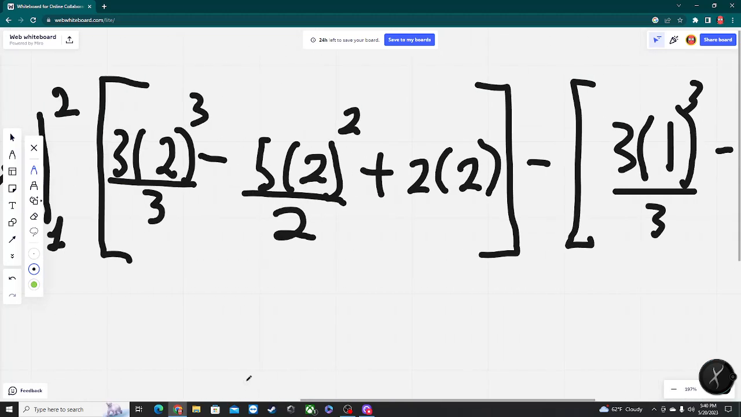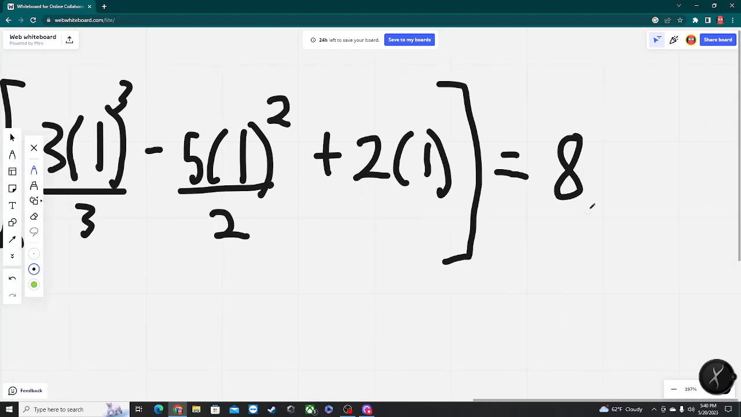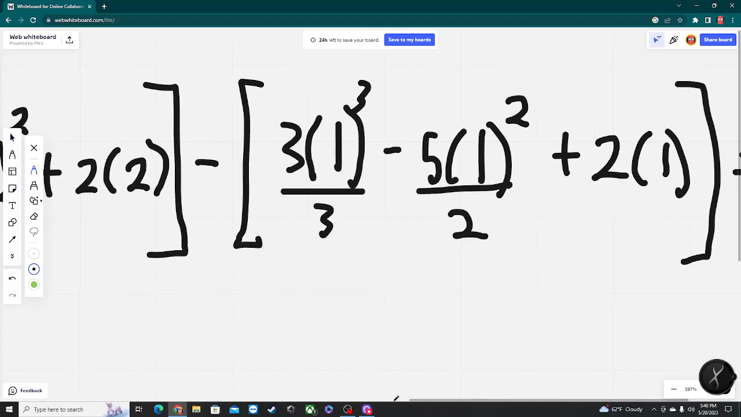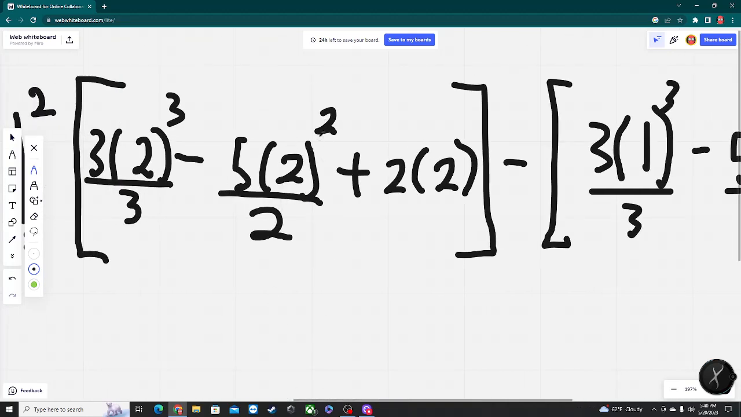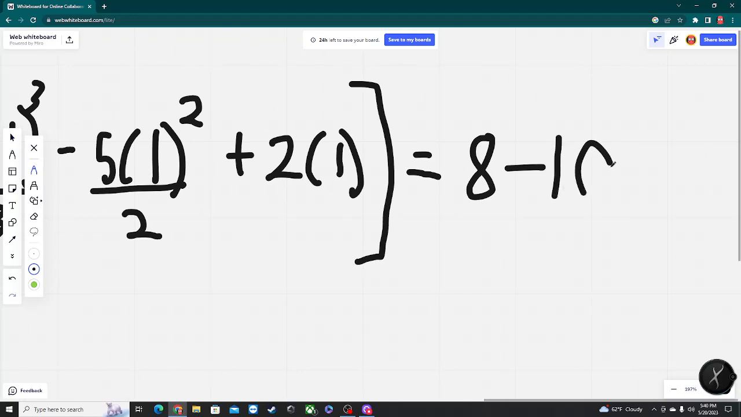Let's see. I'm just going to use a calculator just so I don't mess anything up. But 2 to the third, all that is 8. So we're focused on this. So 2 to the third, that's 8. 8 times 3, 24. 24 over 3, that's 8. So that first little thing is going to be 8. Now we have a minus sign, so minus its value. So 2 to the second, that's 4. 4 times 5, that's 20. 20 over 2, that's 10. So we have minus 10.